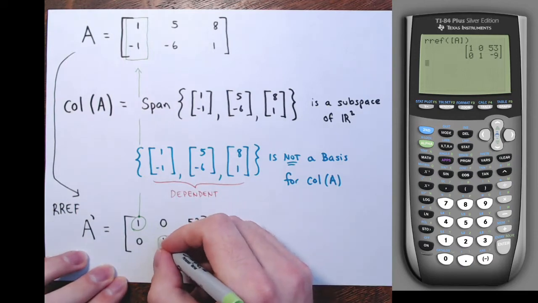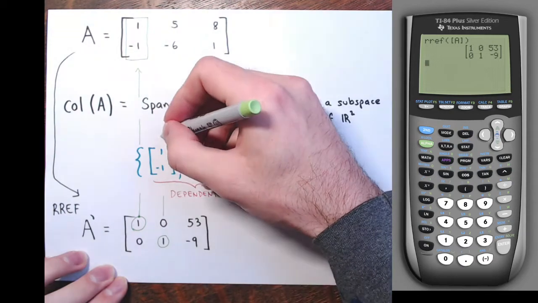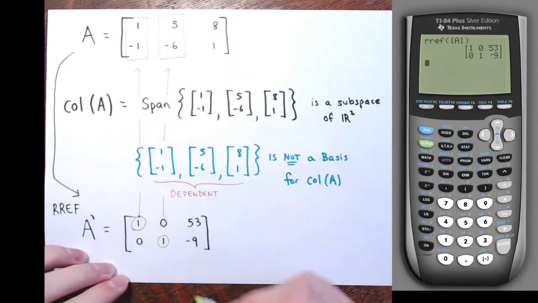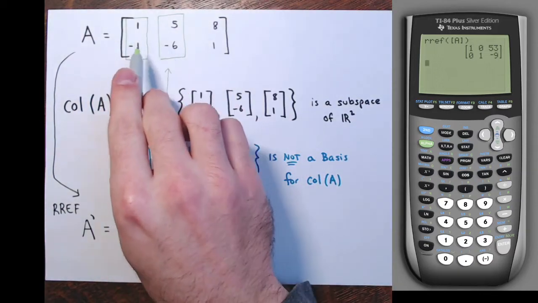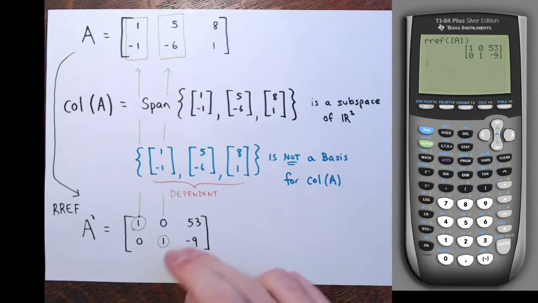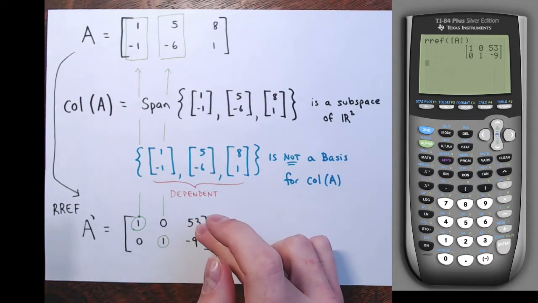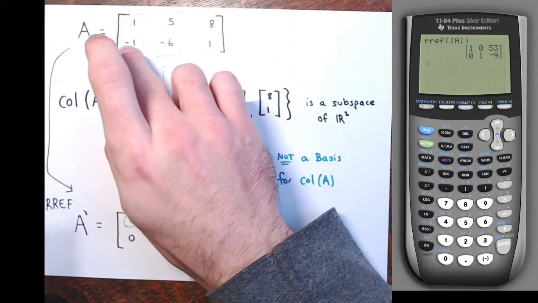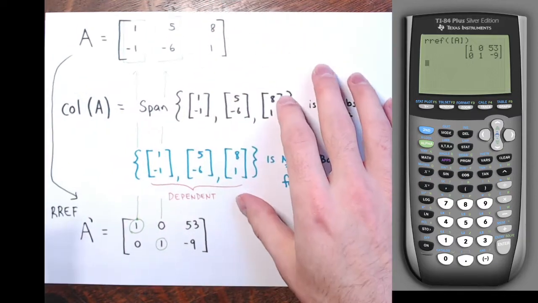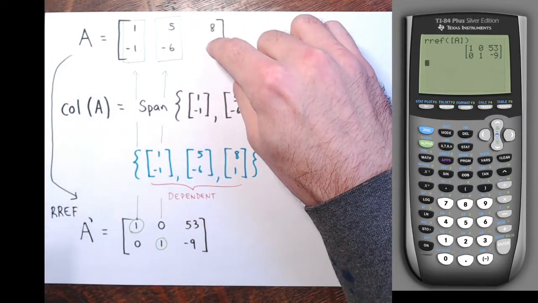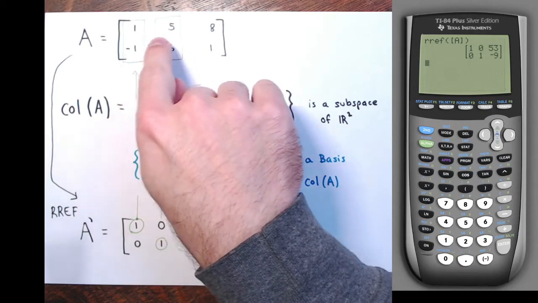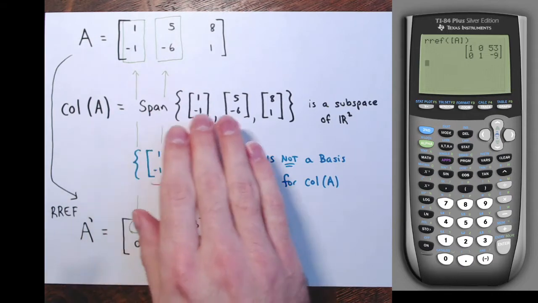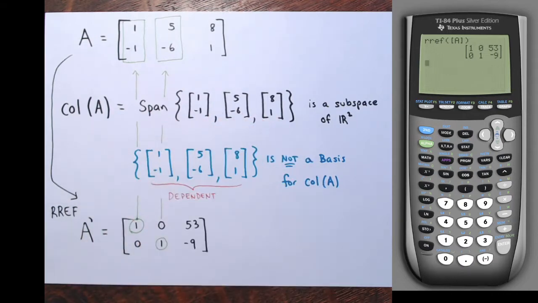The second column also has one of these leading ones. So that means the second column of my original matrix will be part of this basis, and those two vectors would be independent. The third column is not a pivot column in the reduced echelon form, meaning this third one, this vector (8, 1), should be able to be written as a linear combination of these first two. So it's really unnecessary. I don't need it when I talk about forming the column space.